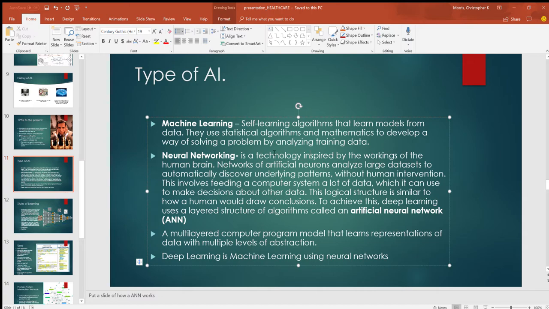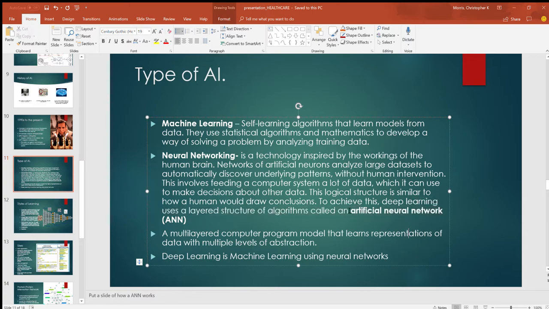It's a single layer, not a multi-layered type of algorithm like neural networking is, which is what we're going to talk about now. This is a technology that's inspired by the workings of the human brain. It networks artificial neurons to analyze large data sets automatically to discover underlying patterns without human intervention. This involves feeding a computer system a lot of data, which it can use to make decisions about other data. This logical structure is similar to how a human would draw conclusions. To achieve this, it's also called deep learning. It uses a layered structure of algorithms called artificial neural networks.